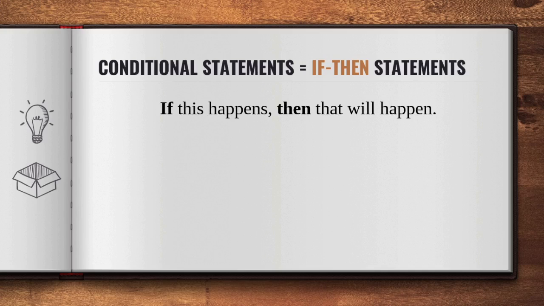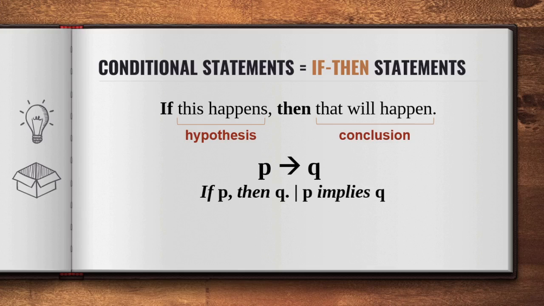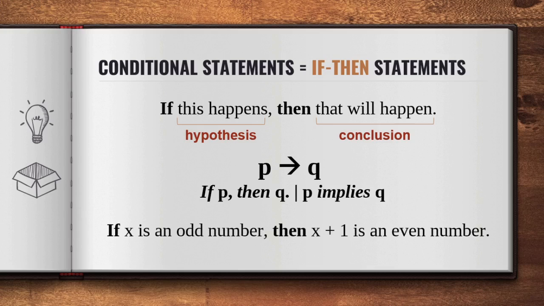The important thing here is to identify which is the hypothesis and which is the conclusion. So this is where the keywords are very helpful. After the word if, we often find our hypothesis, and after the word then, we find our conclusion. So in symbols, we write it this way, which is read as if P, then Q, or P implies Q. Here's an actual example. If x is an odd number, then x plus 1 is an even number.